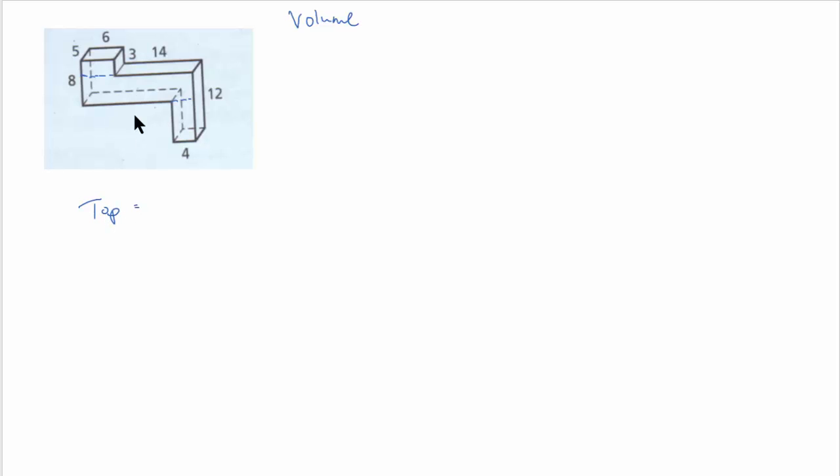The top, let's see, what have we got? It's 6 long, it's 5 wide, and it's 3 high. So it's 6 by 5 by 3. Well, that's 90 cubic units. So that's that part. Now let's see about this middle one here, this long one.